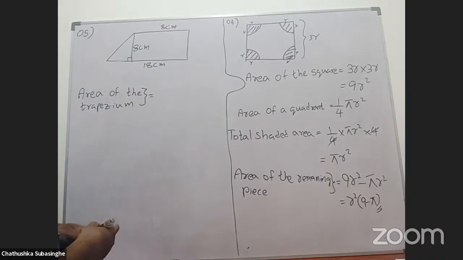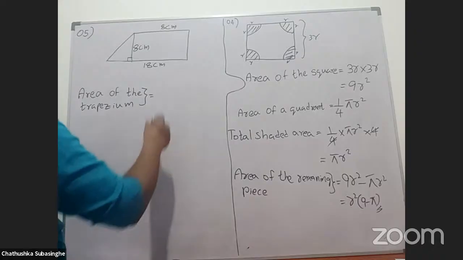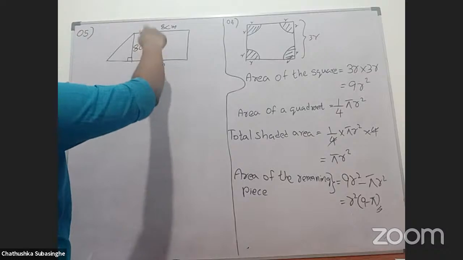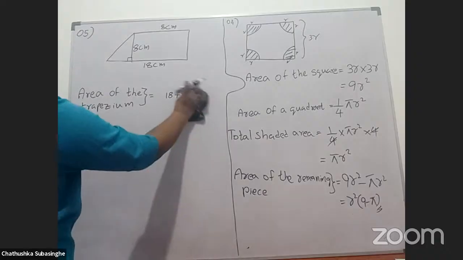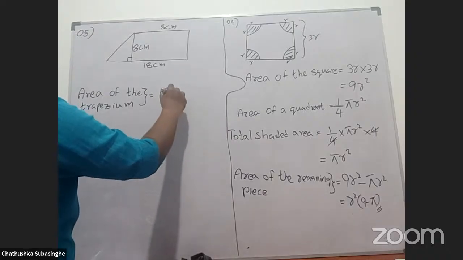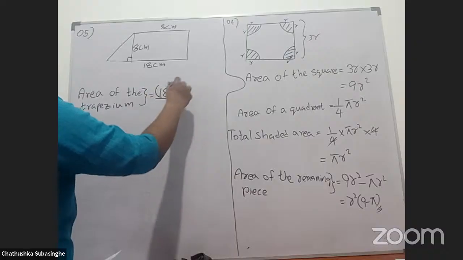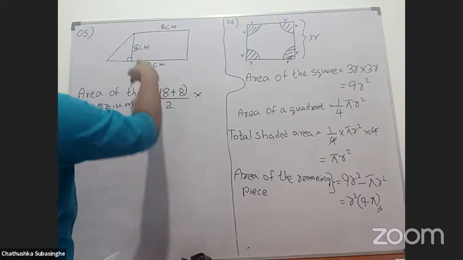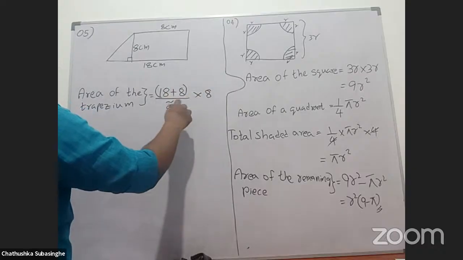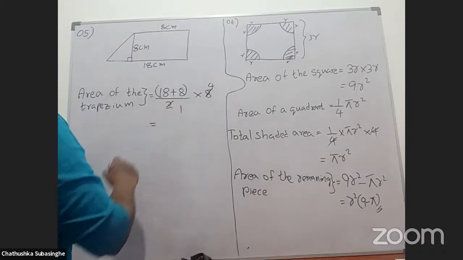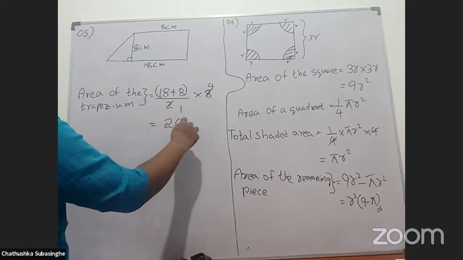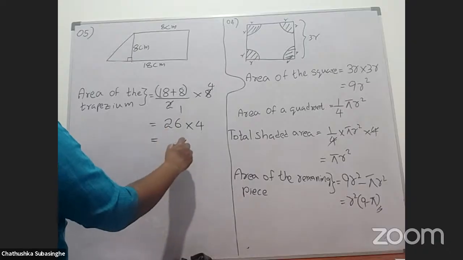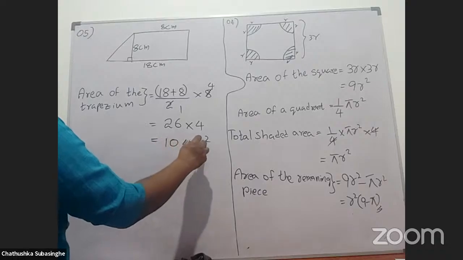is equal to, this is the equation to find the area of a trapezium: the addition of the parallel lines, which is 18 plus 8, divided by 2, multiplied by the perpendicular height. So 18 plus 8 is 26, divided by 2 is 13, multiplied by 8. 13 times 8: 3 times 8 is 24, 2 left; 1 times 8 is 8, plus 2, 10. So 104 centimeters squared.